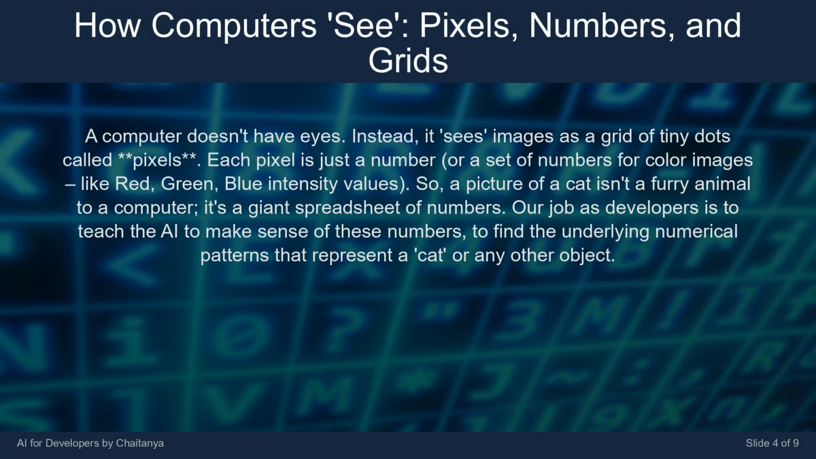A computer doesn't have eyes. Instead, it sees images as a grid of tiny dots called pixels. Each pixel is just a number, or a set of numbers for color images, like red, green, blue intensity values. So, a picture of a cat isn't a furry animal to a computer. It's a giant spreadsheet of numbers. Our job as developers is to teach the AI to make sense of these numbers, to find the underlying numerical patterns that represent a cat or any other object.